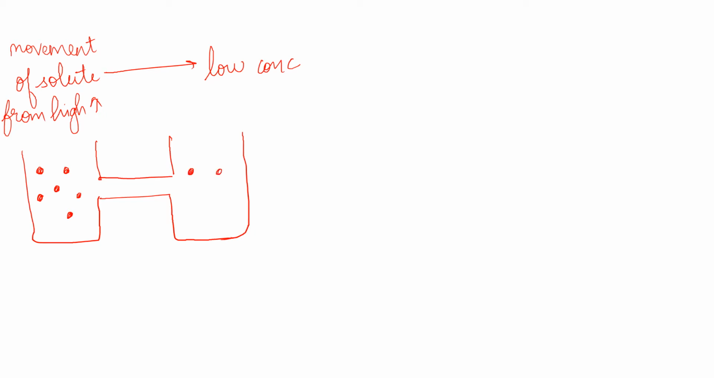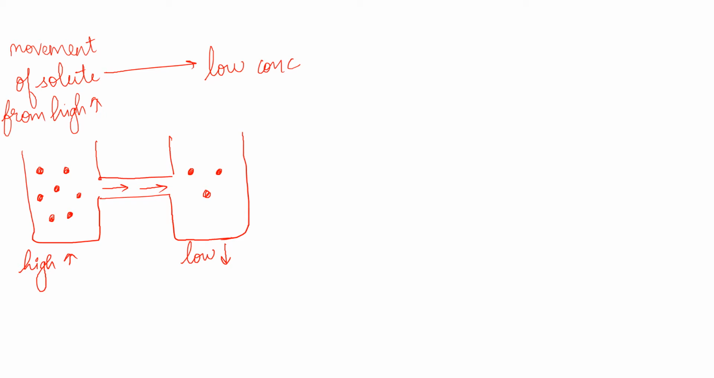and I have say only 2 NaCl or say 3, so 1, 2, 3, 4, 5, 6, 7, 8, 9, let me have one more, 10. So now this is a beaker with high concentration of NaCl. This is a beaker with low concentration of NaCl. So according to the definition of diffusion, the movement of NaCl will happen from higher concentration to lower concentration. So this will be the movement.